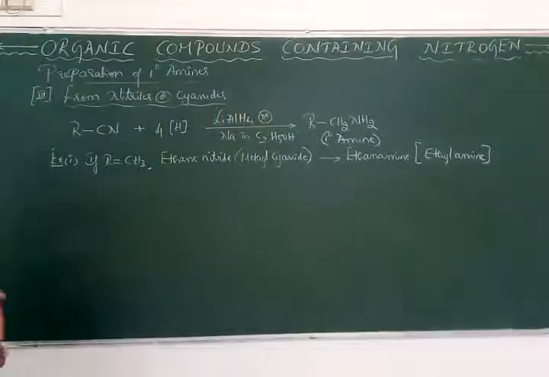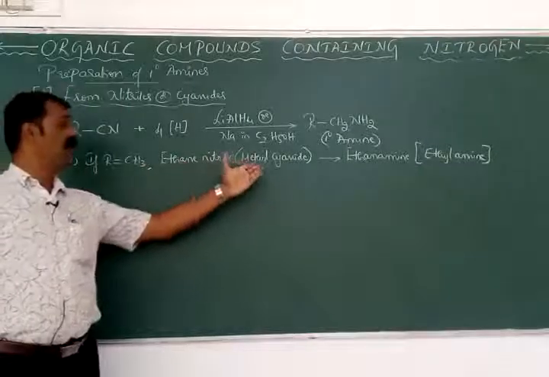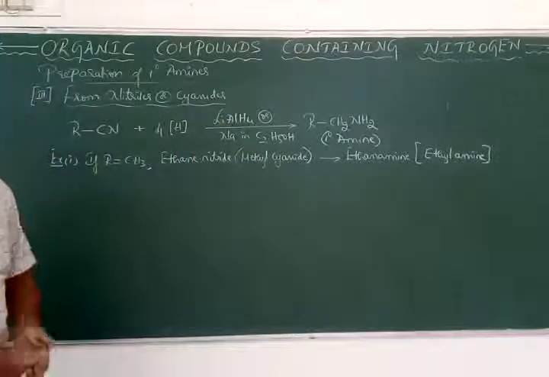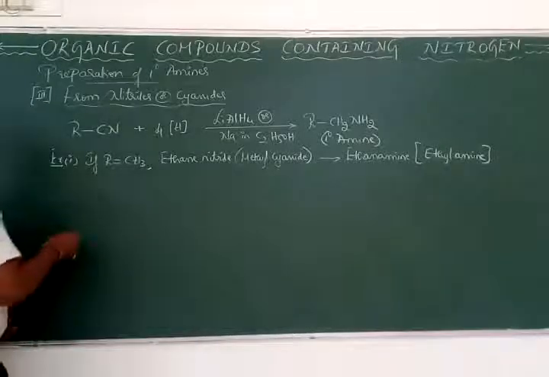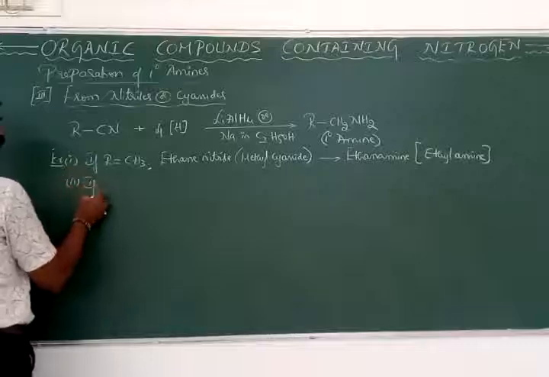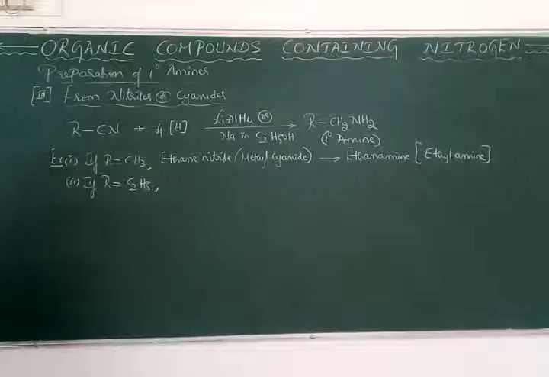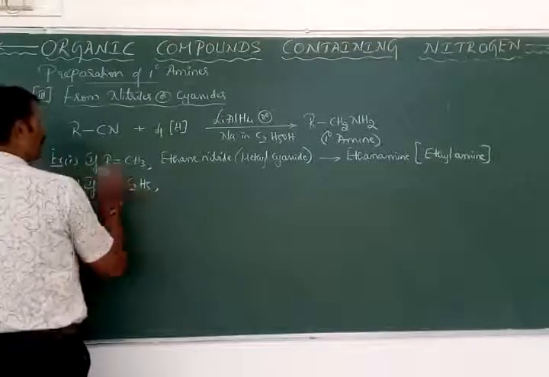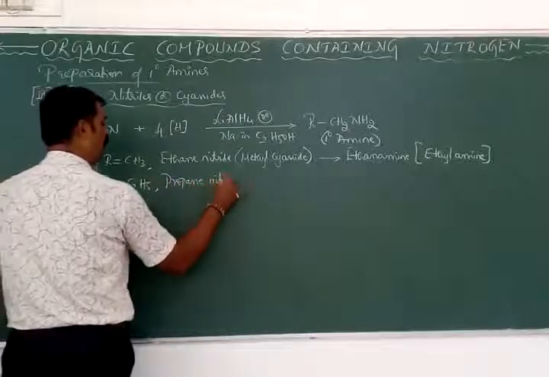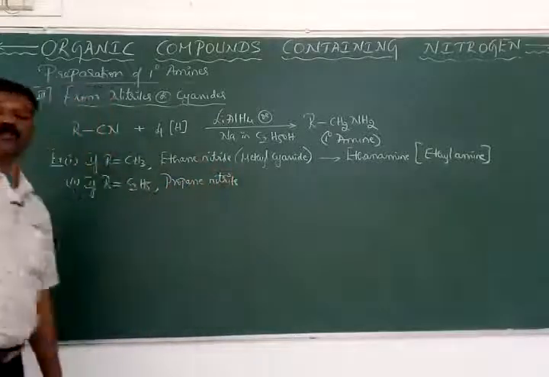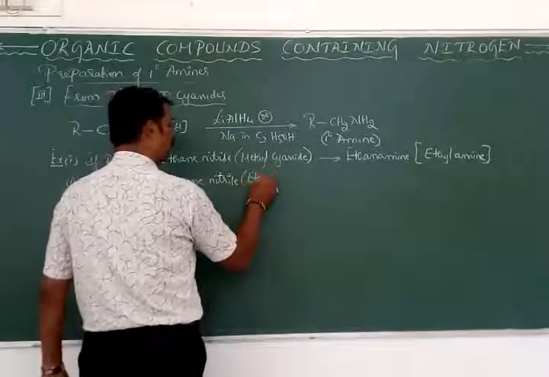How is ethylamine or ethanamine prepared? Ethanamine is prepared by the reduction of which one? Ethane nitrile or methyl cyanide using either lithium aluminum hydride, or it may be the sodium in ethyl alcohol. Okay. So let us take the second one. If R is equal to, for example, C2H5, not C6H5. C2H5CN is called propane nitrile, because the suffix for cyanides is nitrile. Common name for that one is called ethyl cyanide.